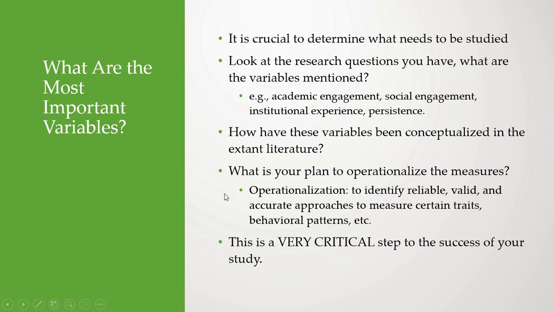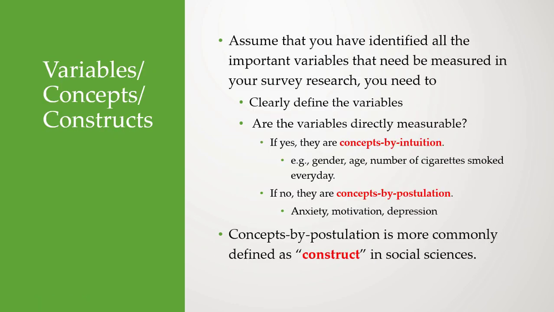Once you have this list of variables, the next key step is to operationalize those variables, which means that you need to come up with reliable and valid measures of the variables that you have identified in the last step. This step is called operationalization. To begin this process of operationalization, you need to clearly define the variables.